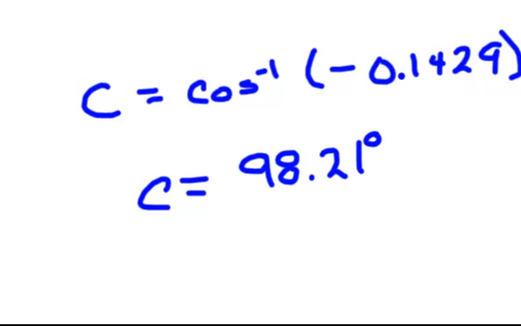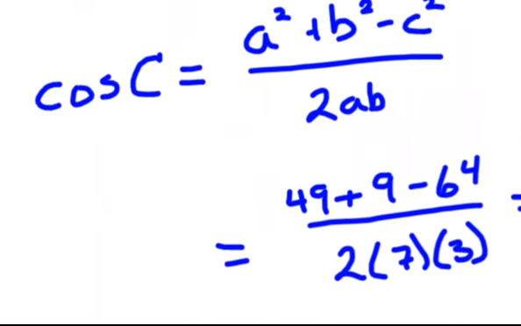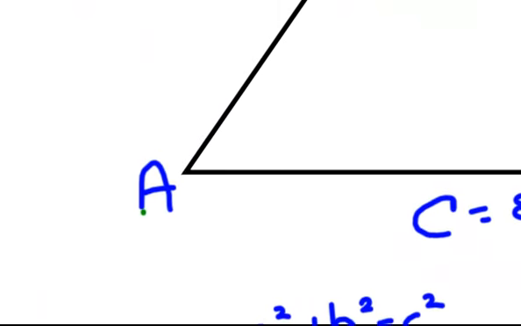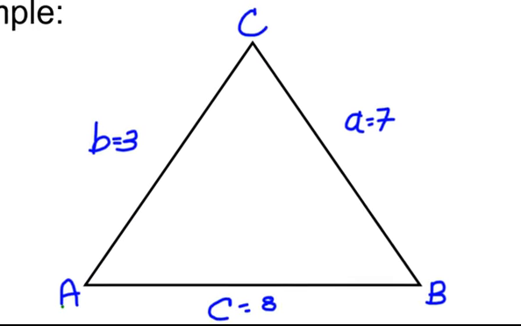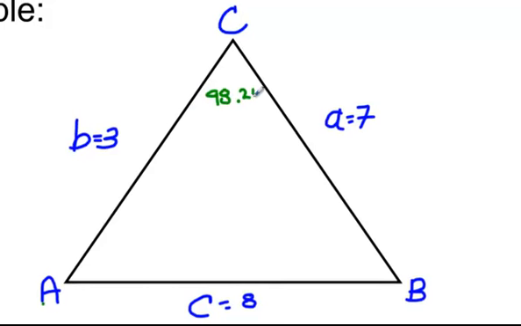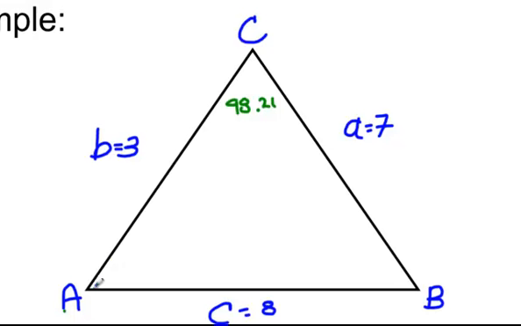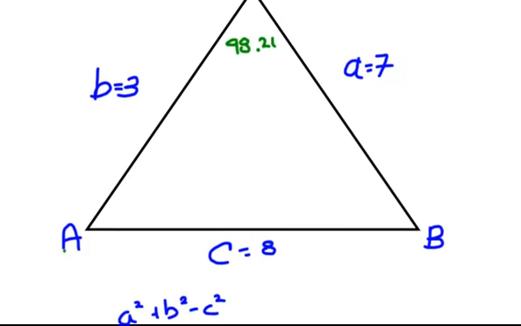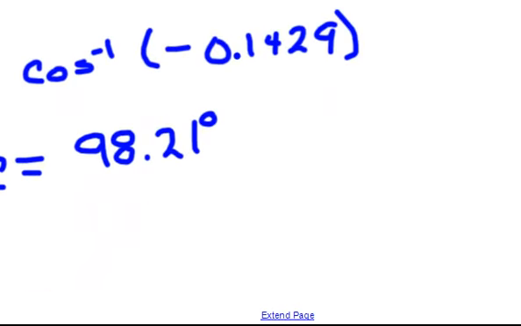All right, let's head back up to our triangle. So we have information up here about C. We know that C is 98.21. I still don't know anything about angle A. Once I get one of these angles, A or B, I can then just use the fact that they have to add up to 180 to get the other angle. We could use the law of cosines again. Let's go ahead though and use the law of sines.